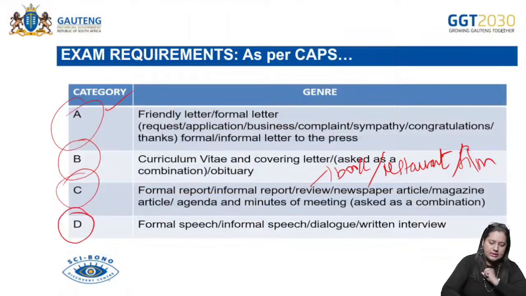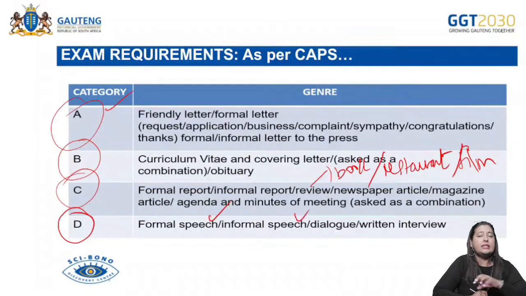And then category D, we have where you're dealing with the speech, which is either an informal or a formal speech. Again, your audience here will dictate whether it's going to be a formal or an informal speech that you're writing. And then remember, when you were tested about your speeches in the year, that was the oral response. We are now dealing with the written response. The formal speech or the informal speech has a certain format as well you need to take note of.